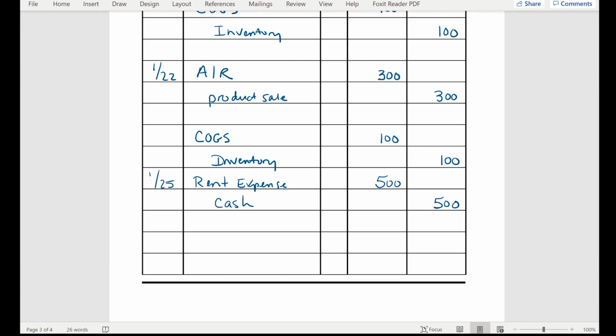And then at the end of the month, on the 31st, payroll comes due. So I'm going to put payroll expense, and then cash, and that's $250. So we're going to debit payroll expense for $250, and we're going to credit cash for $250.